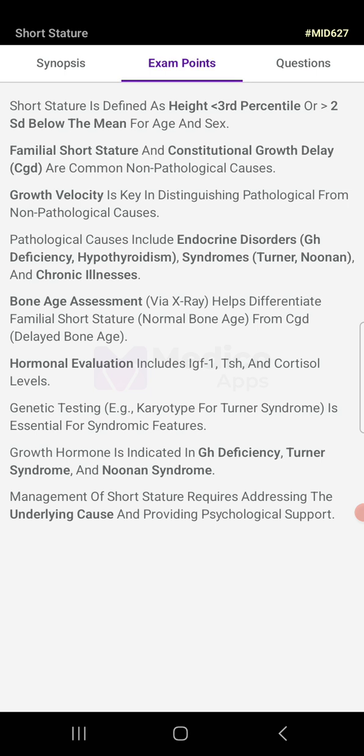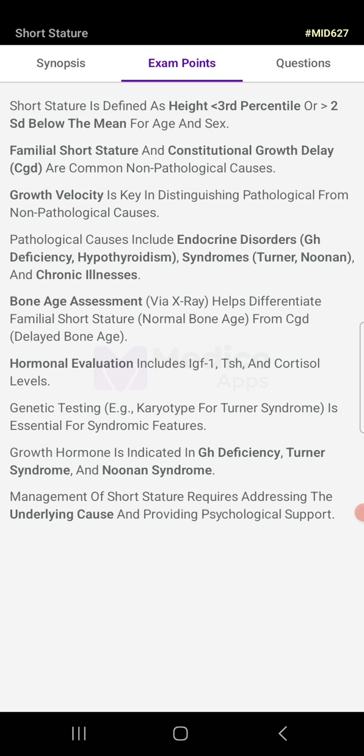Short stature is defined as height lesser than the third percentile or greater than 2 standard deviations below the mean for age and sex. Familial short stature and constitutional growth delay are the common non-pathological causes. Growth velocity is key in distinguishing pathological from non-pathological causes. Pathological causes include endocrine disorders, GH deficiency, hypothyroidism, syndromes like Turner, Noonan and chronic illness.